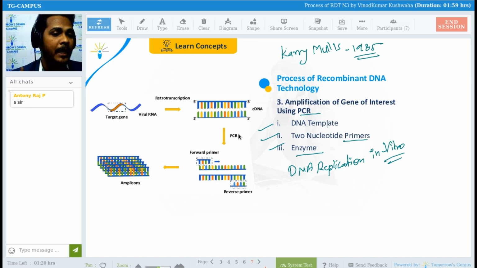Then two primers you require. Why do we need two primers? Is it okay with one primer? Tell me why we need two primers. If it can work with one primer, then it's all right. Then why do we need to use two primers over here?